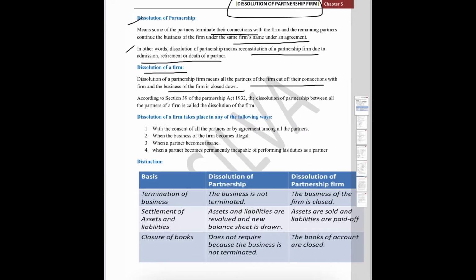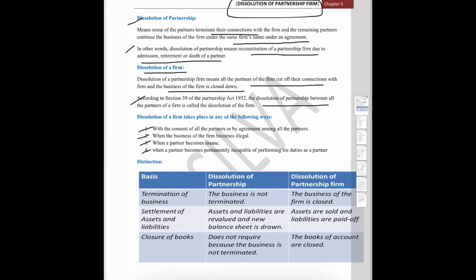Well, as per the Partnership Act 1932 section 39, the dissolution of partnership between all the partners of the firm is called dissolution of the firm. Well, the next point is dissolution of firm takes place in any of the following ways. So how does it normally come to an end or the closure of the business? Point number 1, with consent of all the partners or agreement among all the partners. Second, when the business of the firm becomes illegal. So in the eyes of the law, it is not a correct way of doing the business. Third, when a partner becomes insane, incapable, he is not able to execute his duties or responsibilities. That is, when a partner becomes permanently incapable of performing his duties as a partner.